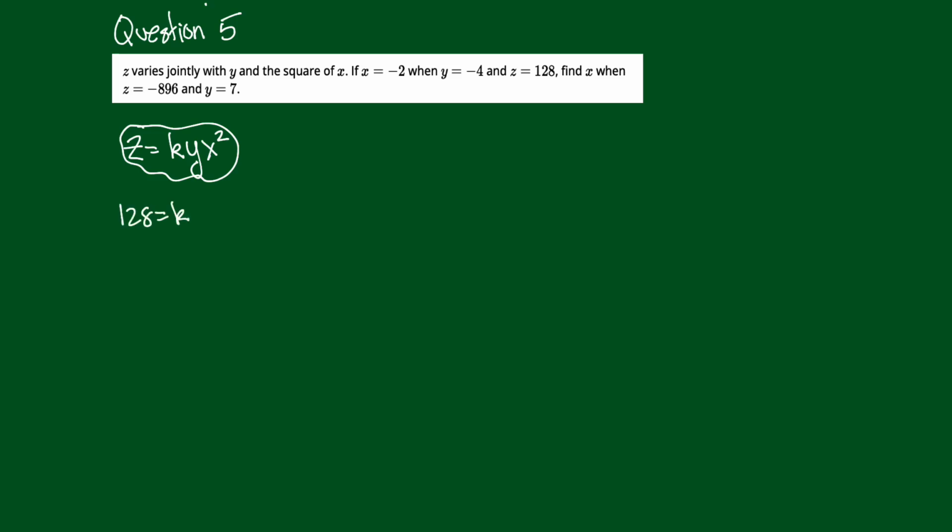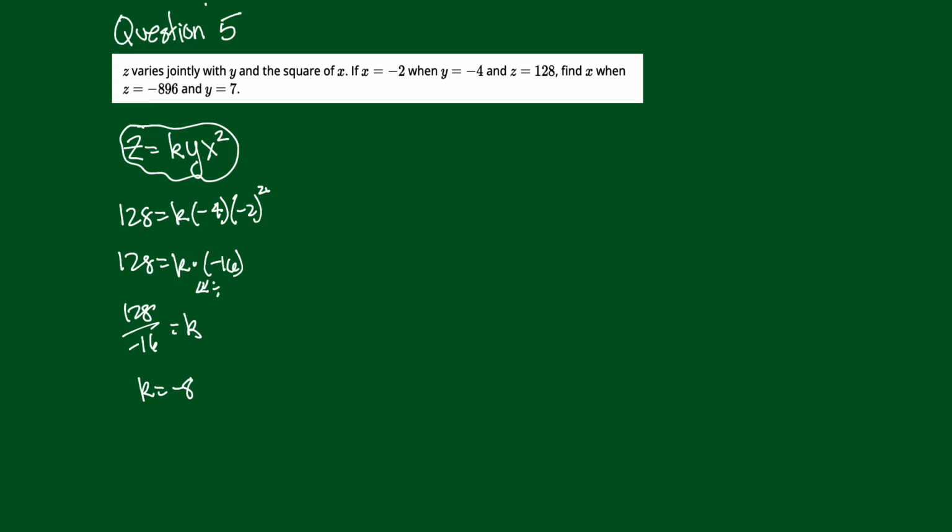That is equal to k times y. Now y is a negative 4, and x is negative 2, but that negative 2 gets squared, right? Because it's the square of x. So we will get negative 128 is equal to k times, now what do we get here? Negative 2 squared is 4. 4 times negative 4 is negative 16. Okay, let's divide. So we'll get negative 128 divided by negative 16. That's going to be k. So that gives us that k is equal to negative 8.